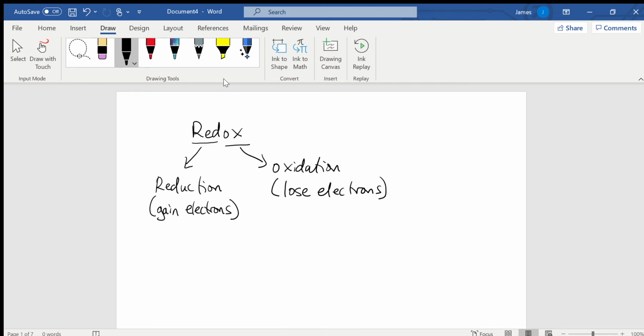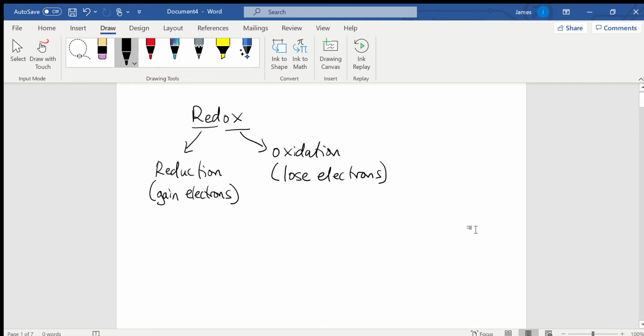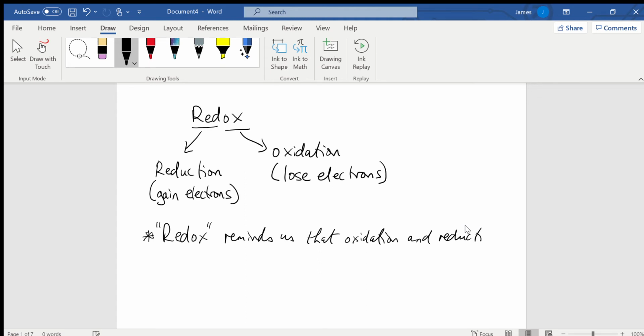Okay, the nice thing about capping it into the single word redox is it reminds us that you can't have oxidation without reduction. So the word redox reminds us that oxidation and reduction occur together or not at all.